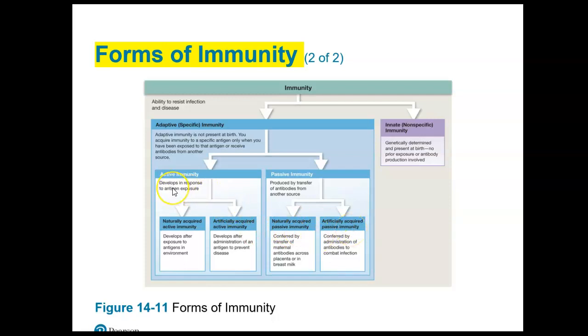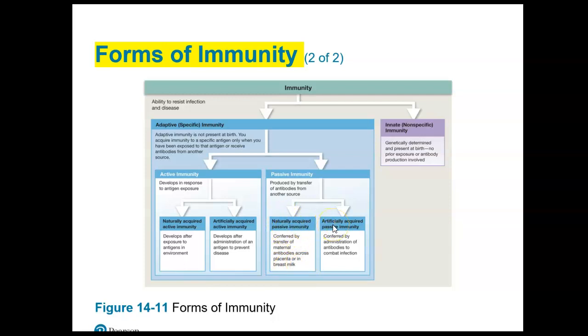So let's talk about those real quick. With active immunity, it's going to develop in response to antigen exposure. So you have to be exposed either by being sick, which is naturally acquired active, or by being given a vaccine, which is artificially acquired active. Passive immunity is immunity produced by the transfer of antibodies from another source. So naturally acquired passive would be, for example, the antibodies that cross the placenta from the mother to the fetus, or in breast milk.